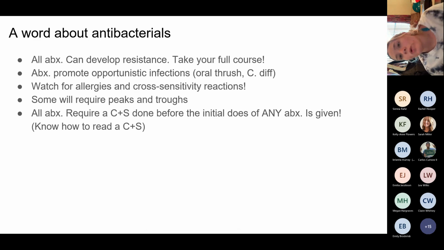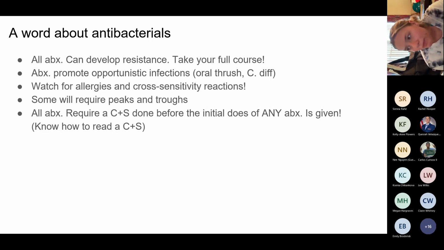So, a word about antibacterials. All antibiotics are capable of developing resistance. This is what happens when your patient does not take their full dose. So us as nurses, regardless of what antibiotic you're on, you gotta educate, take your full dose as prescribed. You should never stop taking an antibiotic unless you have like a severe anaphylactic reaction, angioedema, facial edema, stridor, all of that, okay? They need to finish their dose.